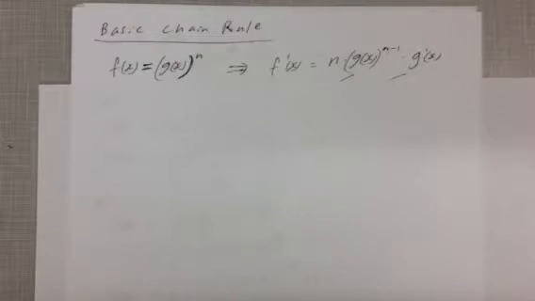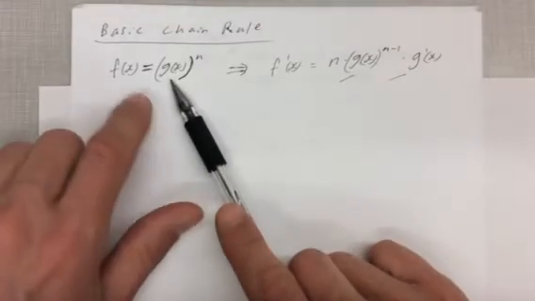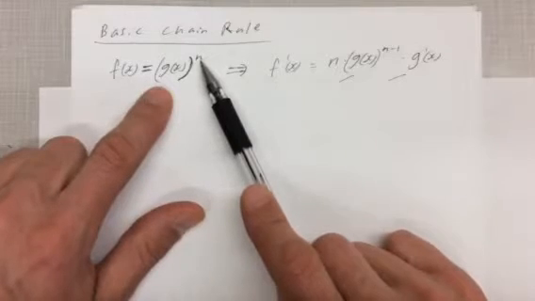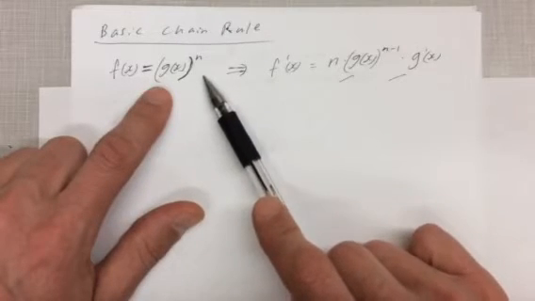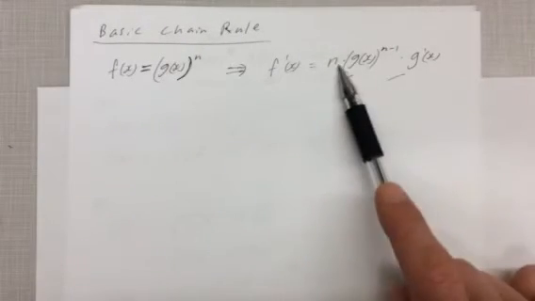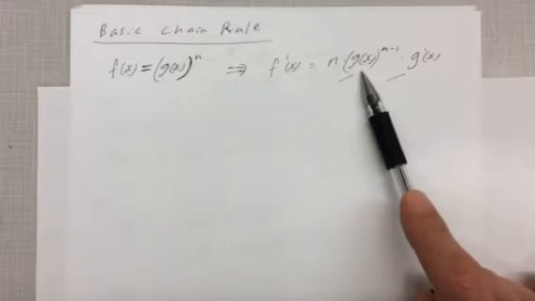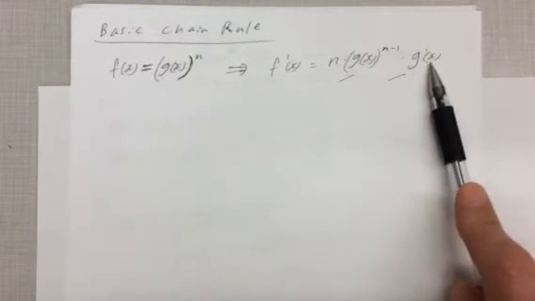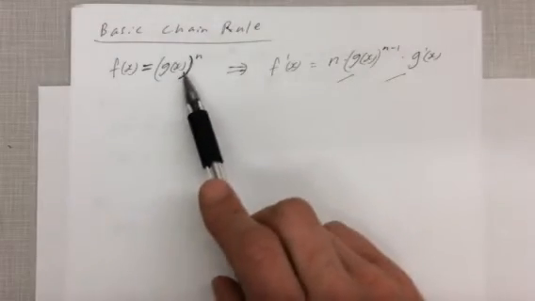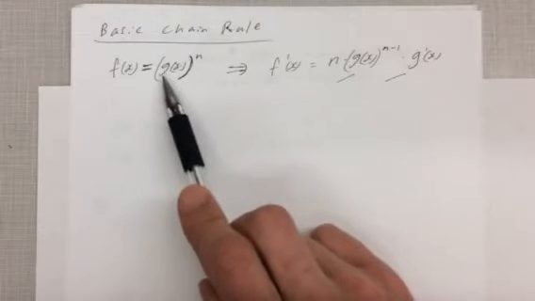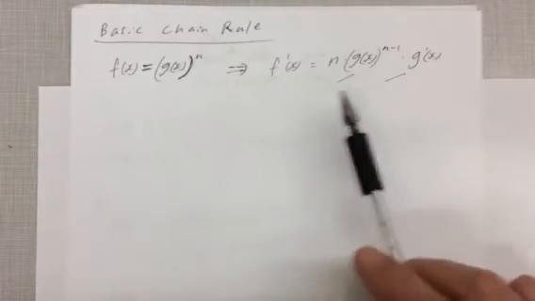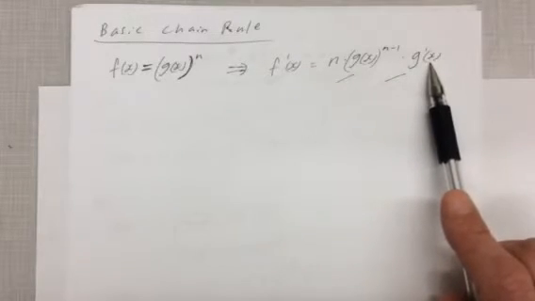Okay, so if the function is some function to the power n, then the derivative is going to look just like the power rule with an extra step. Take the power down in front, reduce the power by 1, but then multiply by the derivative of the inside function. You're really just taking the derivative with respect to g of x instead of just x, so the variable is now g, and then taking the derivative of g with respect to x.